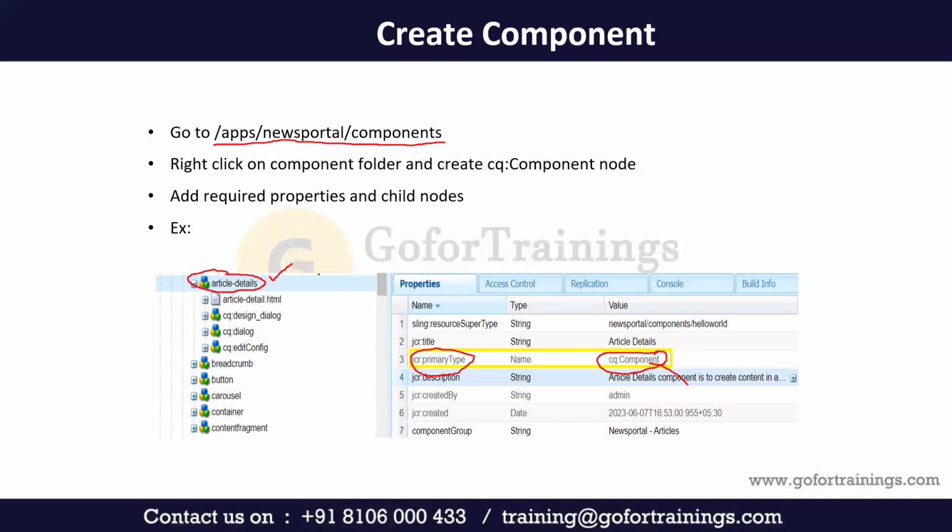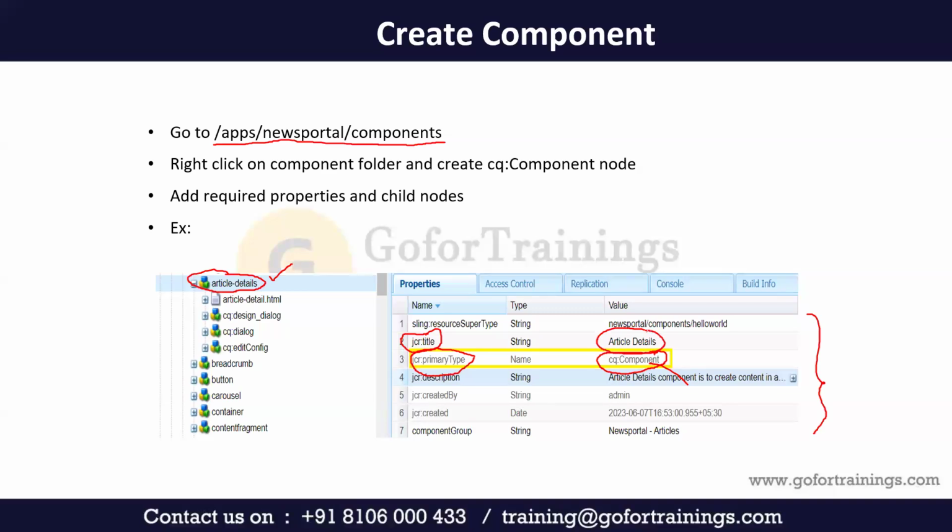Once you create a component node by using CRXDE or any editor like VS Code, you have to add some properties. The first property is the jcr:title property, and this is for readability purposes. When you select this node, you will see all the properties on the right-hand side, and all these properties are part of the article-details node. jcr:title is the property name, and the value is article-details.